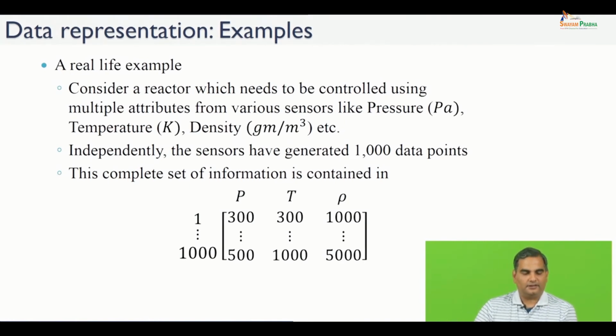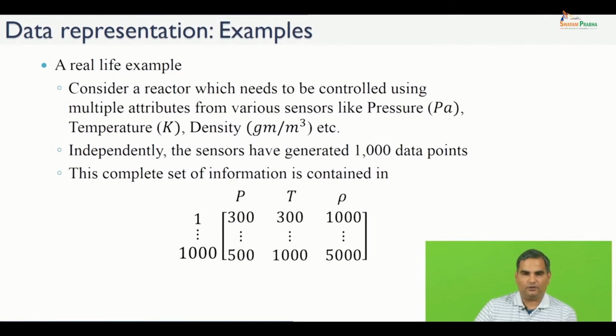Let's consider that you are an engineer looking at a reactor which has multiple attributes, and you are getting information from sensors such as pressure sensors, temperature sensors, and density, and so on. Now let's assume that you have taken 1000 samples of these variables. Now you want to organize this data somehow so that you can use it for purposes later.